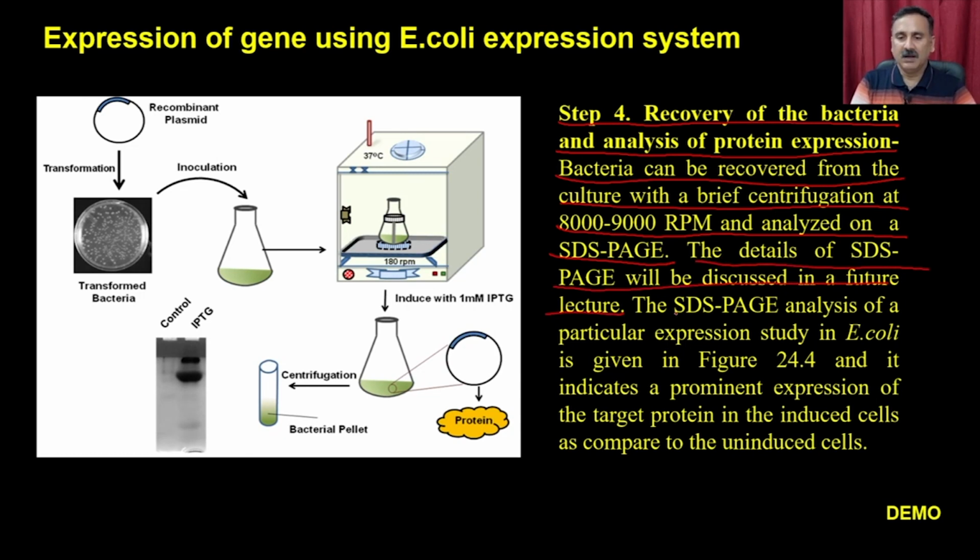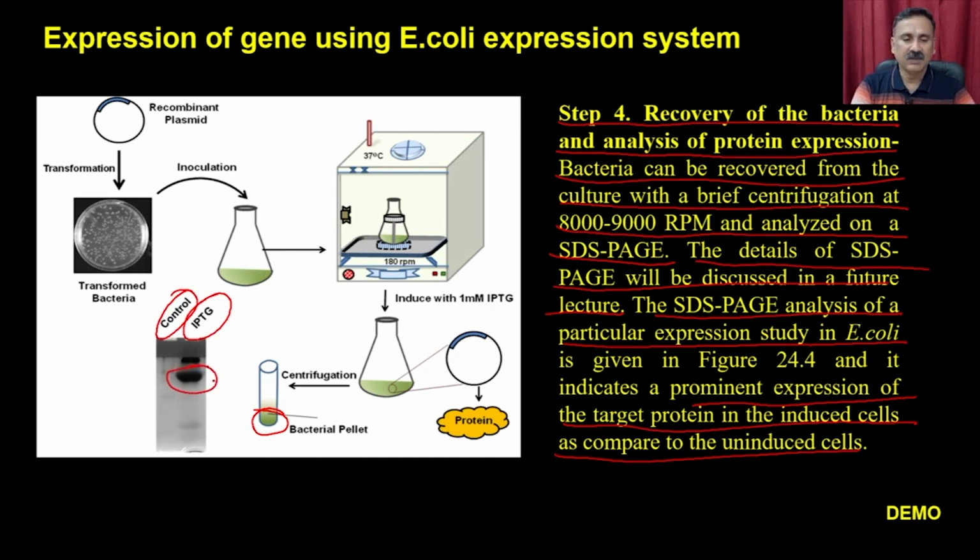The SDS-PAGE analysis of a particular expression study is given, and it indicates a prominent expression of the target protein in the induced cells as compared to the uninduced cells. Once induction is over, you can do the centrifugation, which gives you the bacterial pellet. This pellet can be analyzed for protein production. Here these are the uninduced cells, and these are the IPTG induced cells, and you see a very prominent band of the protein of your interest.